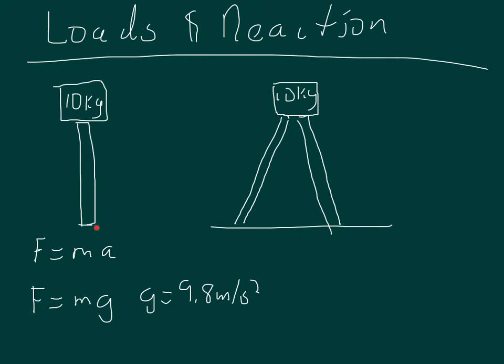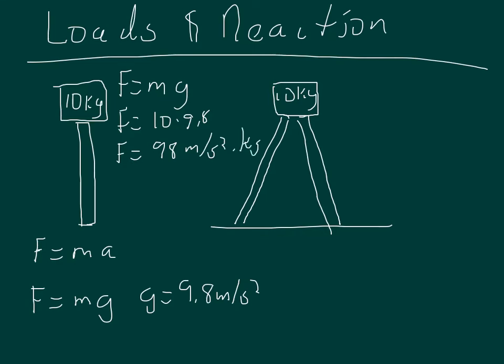So right here on the left-hand side, we have a single structure with 10 kilograms on top of it. So the force would equal mg. The force of that 10 kilogram mass is 10 times 9.8. So force equals 98 meters per second squared times kilograms. The kilograms comes from the mass. The meters over seconds squared comes from the acceleration due to gravity.